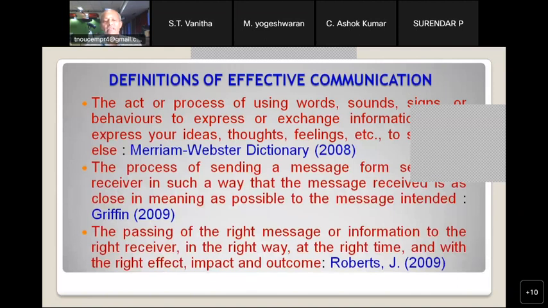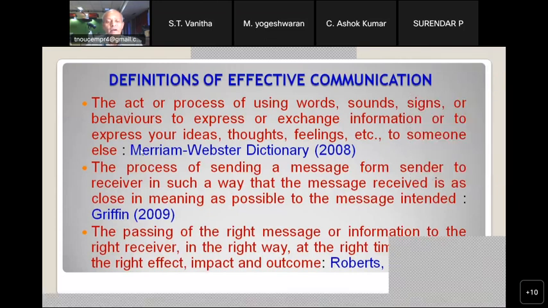Now, before starting, let us discuss the definitions of effective communication. So what do you mean by communication? Communication, according to the Merriam-Webster dictionary, is the act or process of using words, sound, sign, or behavior. So it may be of any kind. You have used the word or sound or sign, that means a non-verbal cue, or your behavior also.